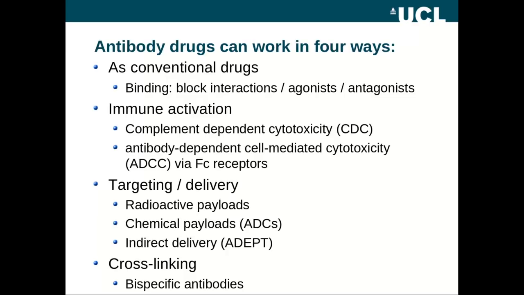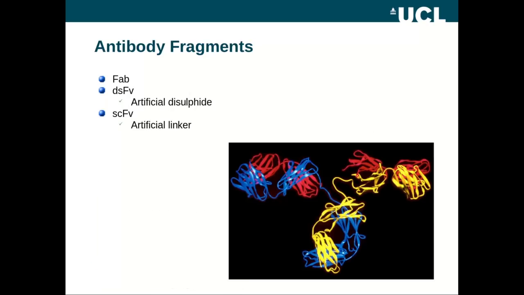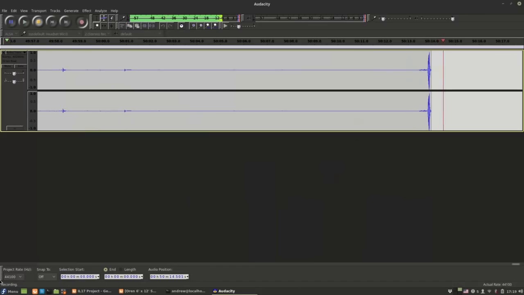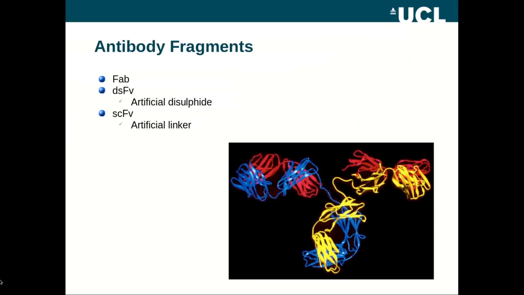The fourth way in which antibodies can work as drugs is by cross-linking things. And to do that, we can create so-called bispecific, or indeed these days trispecific antibodies, which have multiple binding sites for different ligands and therefore can be used to bring things together. For example, bringing together a T cell and a cancer cell, such that the T cell will kill the cancer cell.